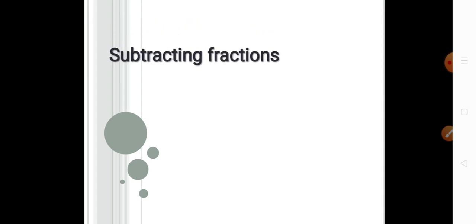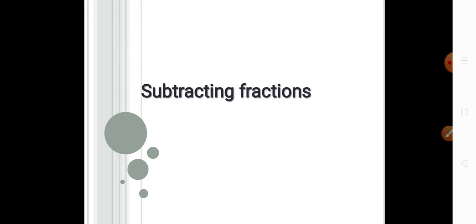Good morning. First, we learned to add fractions, so now we learn to subtract them. Our lesson today is subtracting fractions. If you can add fractions, you'll have no problem to subtract them.